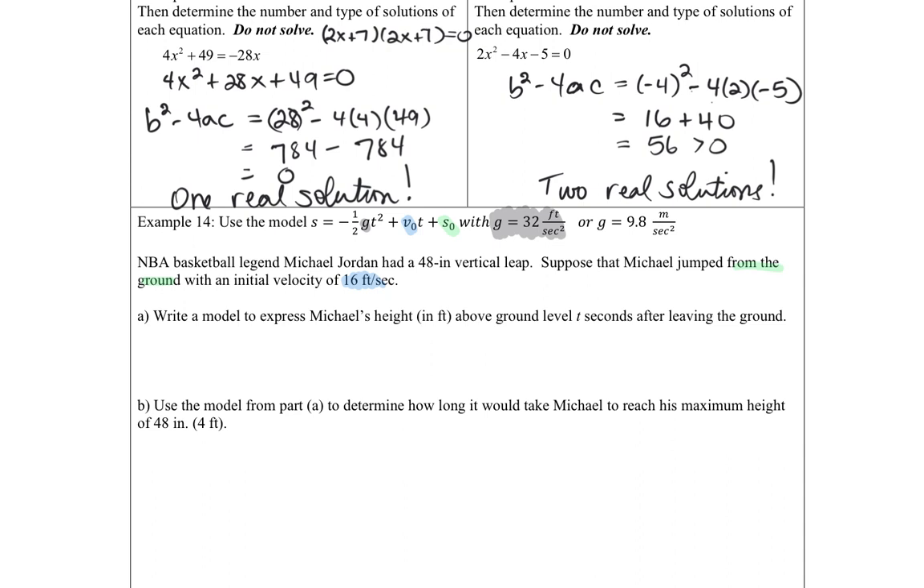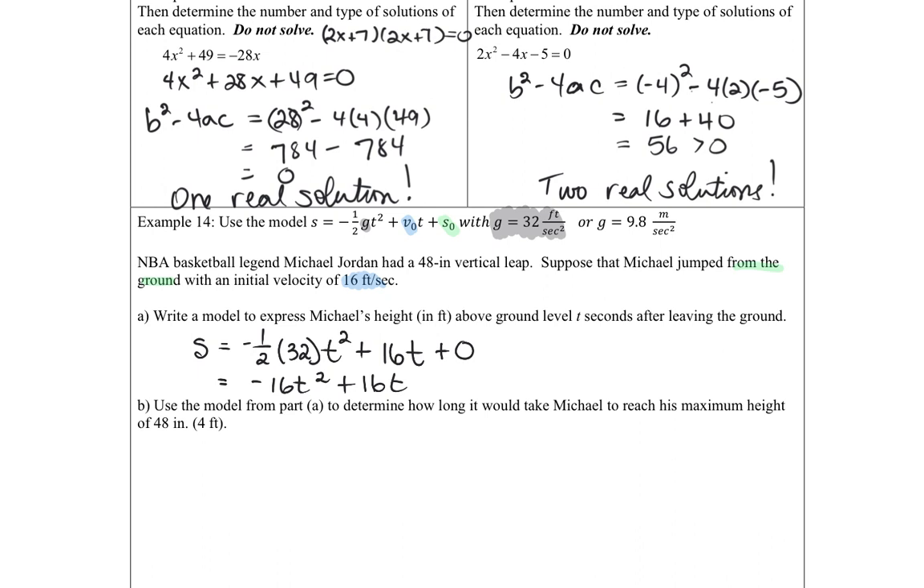S equals -1/2. G is 32. T squared plus initial velocity is 16 times t. T is the variable, right? Plus 0. So we can simplify that. Half of 32 is 16, so -16t squared plus 16t. Okay, so that's the model that will give us his height.